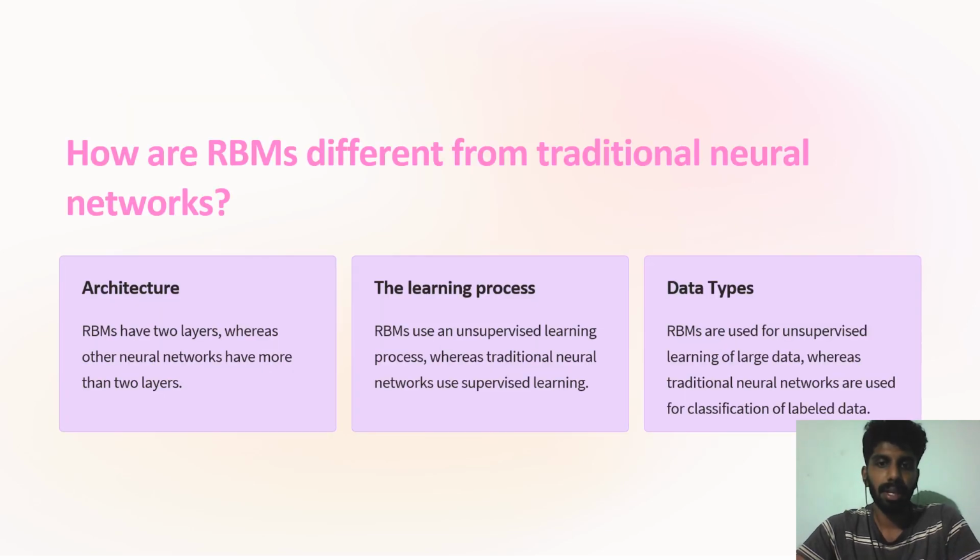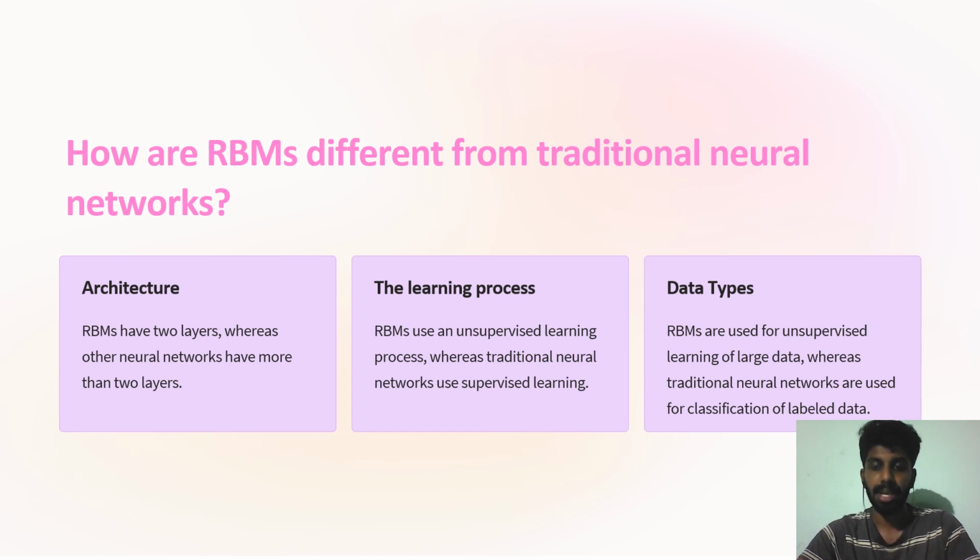Now we can see how RBMs are different from traditional neural networks. There are three key features. First one is architecture. RBMs have two layers as I have said earlier, that is visible layer and hidden layer. The next difference from the traditional neural network is the learning process. RBMs use an unsupervised learning process, whereas traditional neural networks are supervised in learning.